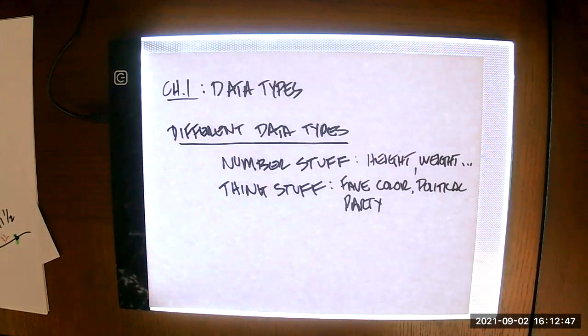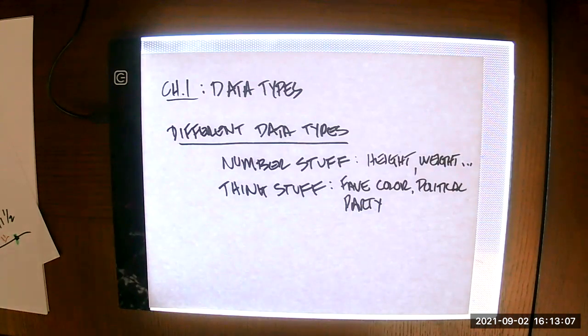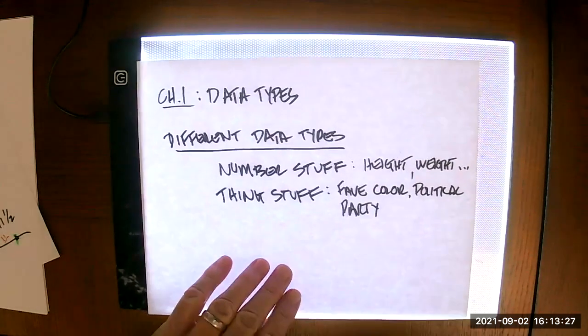So chapter 1 is all about data types, among other things. And different data types really mean different tools are needed. And from our perspective, it really falls into two categories: number stuff and thing stuff. Height and weight, number of cars, number of TVs you own, those are all number things. Your favorite color, your political party, any sort of survey data, any sort of opinion data, these are all things. That sounded funny, but that's the truth. They're things.